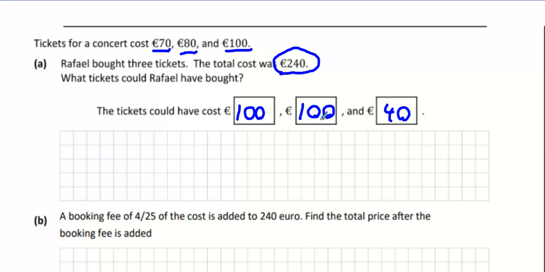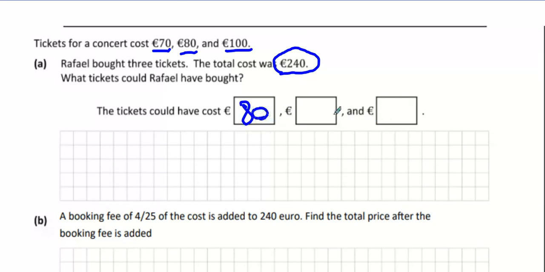Yes, Max. There's no such thing as a €40 ticket. It doesn't exist. So I'm not allowed to use it. So I have to go back to the drawing board. Okay? So we have to look at this again. What could I do?